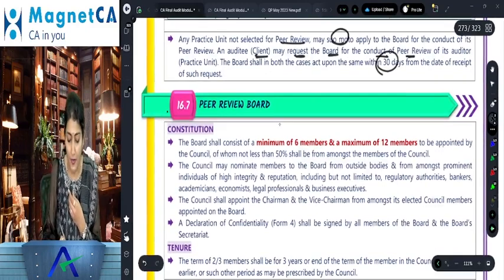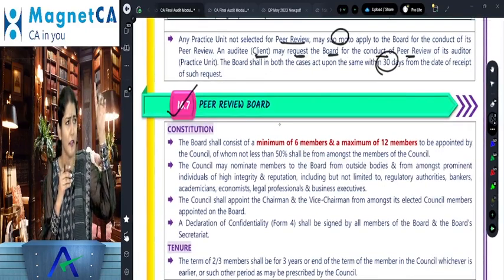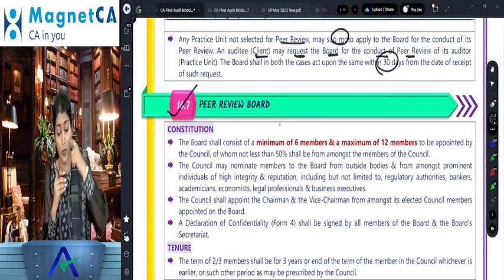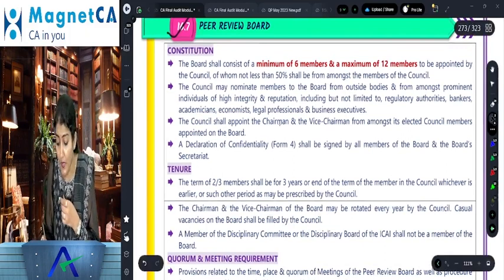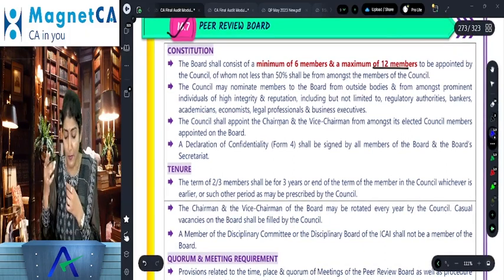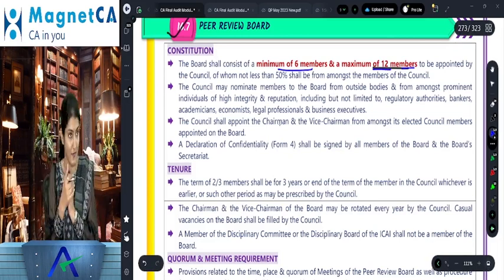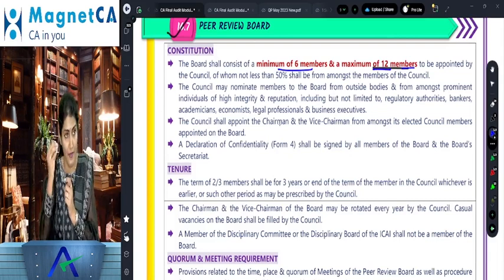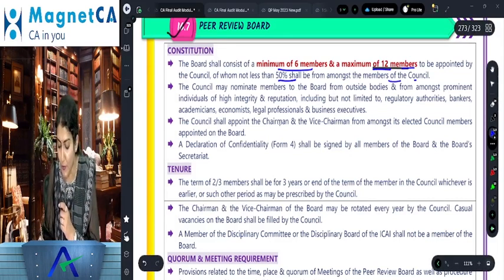Then after that you have the peer review board. Right. Peer review board. What does it say? The board shall consist of the. Earlier it said only a maximum of 12 members. Now what is the amendment which has come in RTP May 23? A minimum of 6 members and a maximum of 12 members. Right, so minimum of 6 and maximum of 12, and at least 50% should be council members.